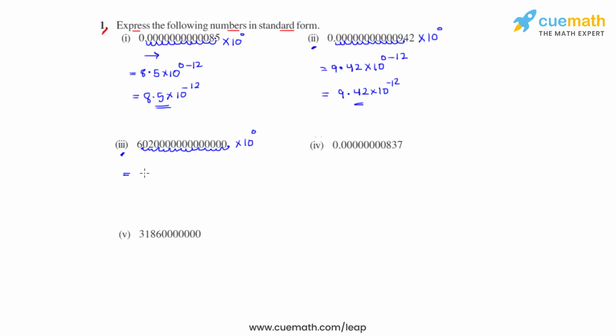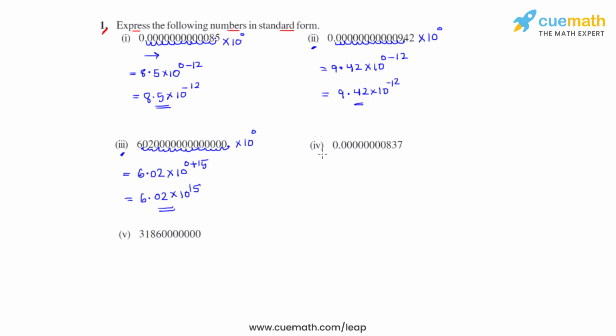So when the decimal is moving towards left, the power must get added. The same number must get added. So we write it as 6.02 times 10 raised to 0 plus 15. So that gives us 6.02 times 10 raised to 15 as the standard form of the number given in the third bit.